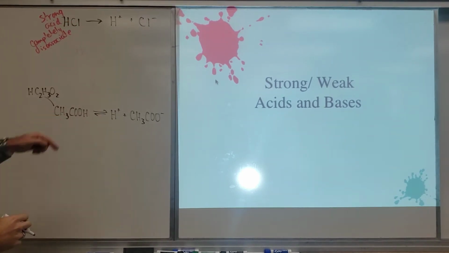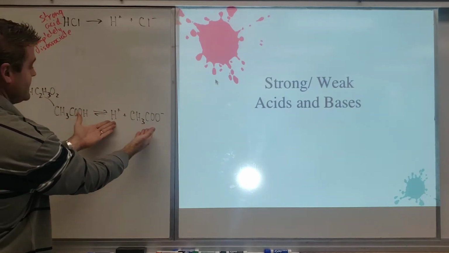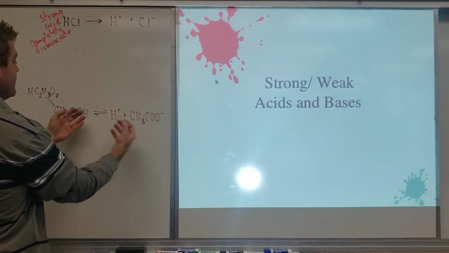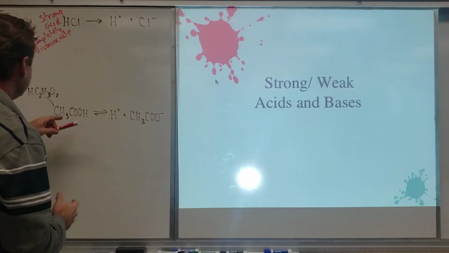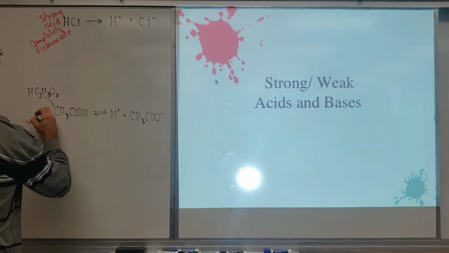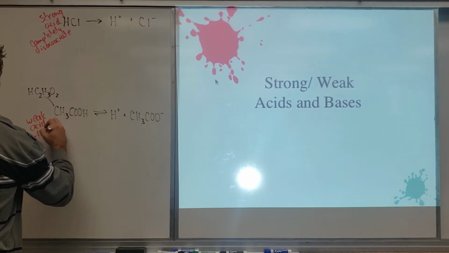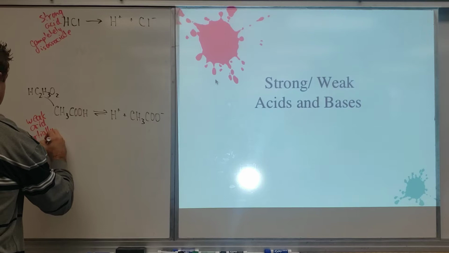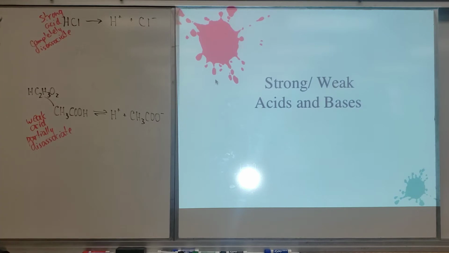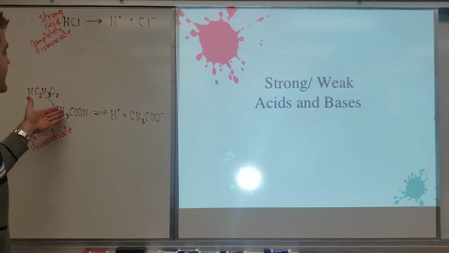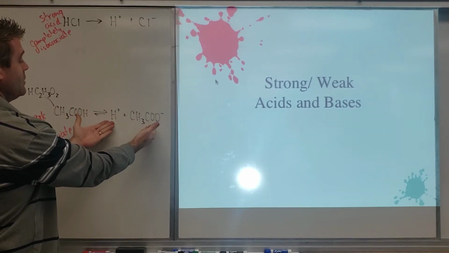This, you'll notice with the double arrow, what that's indicating is some of it dissociates into these ions, but then the ions also have an attraction for each other and reassociate back into the original acid. So this would be an example of what's called a weak acid. And weak acids only partially dissociate. So if you put this acetic acid in water, only a very little of it is going to break up into the H plus and the acetate ions.